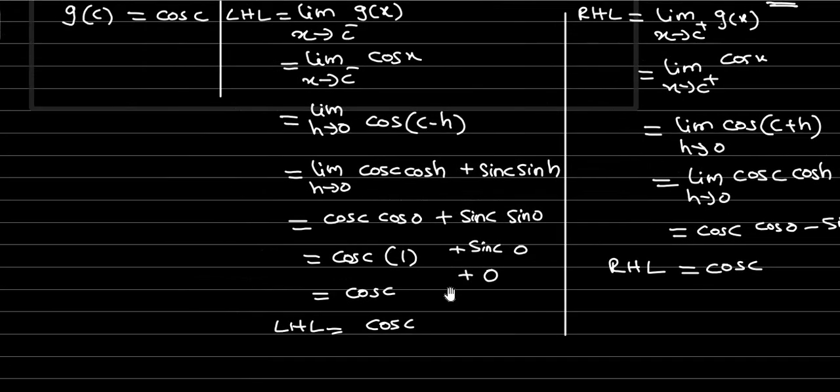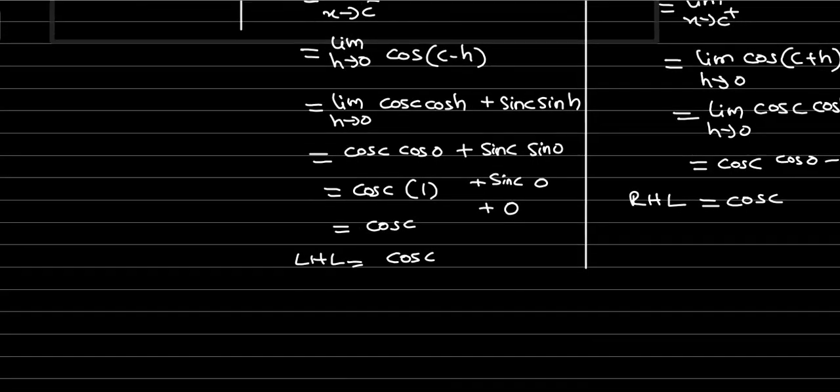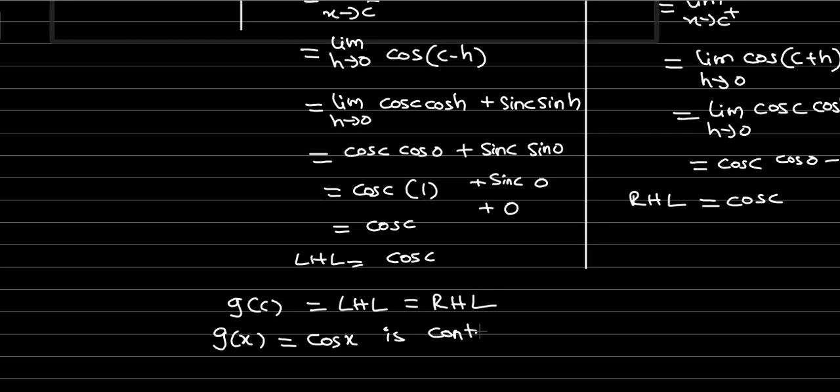Cos c. Now from the above result, for g of c, the left hand limit and right hand limit values are the same. So from this we can say g of x, that is cos x, is continuous for all real values.